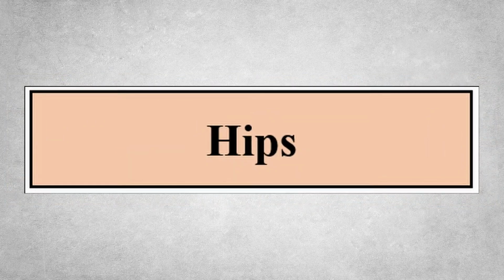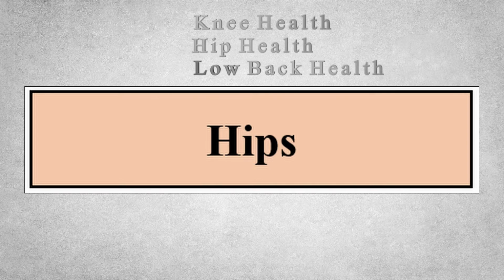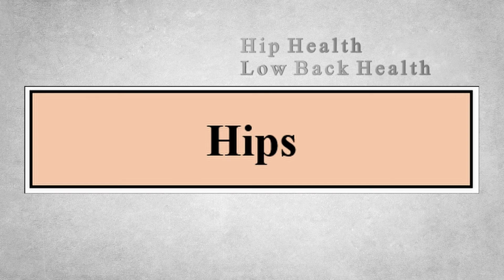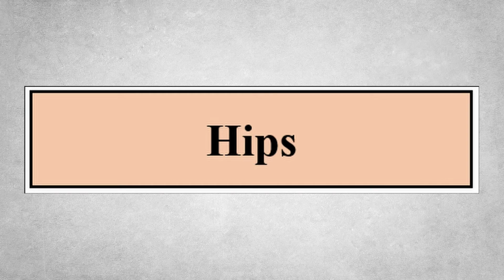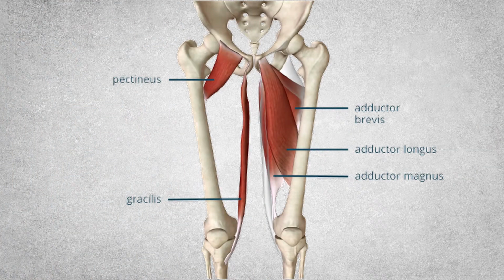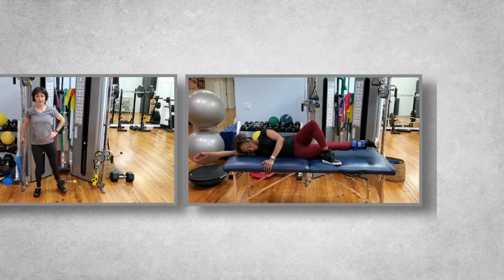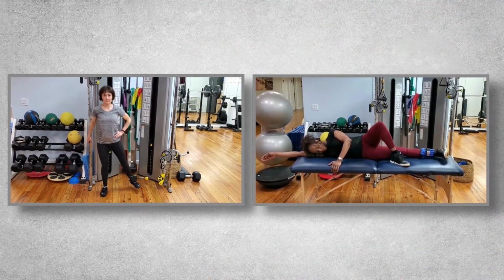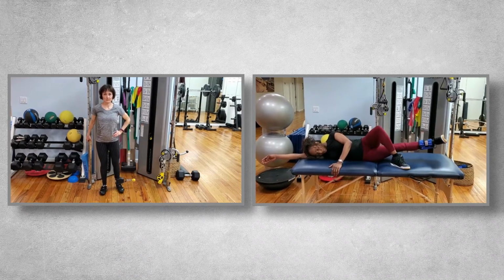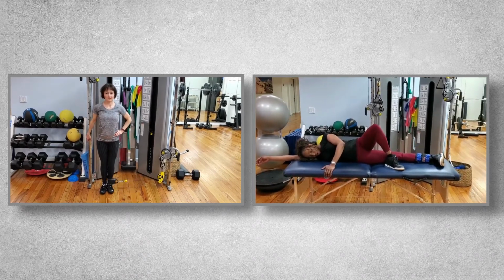At the hips, for knee, hip, and low back health, it's extremely important to strengthen in what's called the frontal plane, which is side-to-side movement. Examples for the adductors, or groin, include exercises where the knee is straight, such as these, or where the knee is bent, such as with these two exercises.